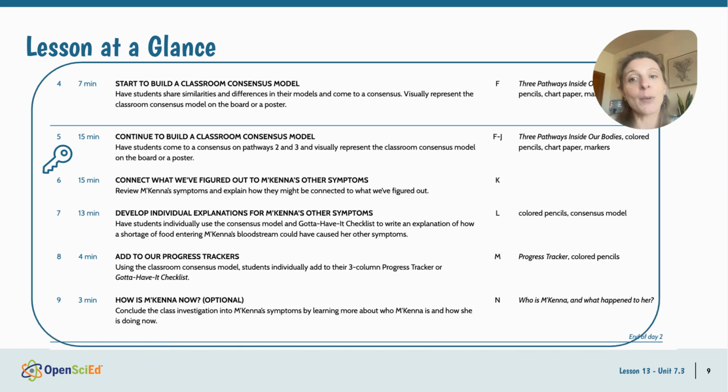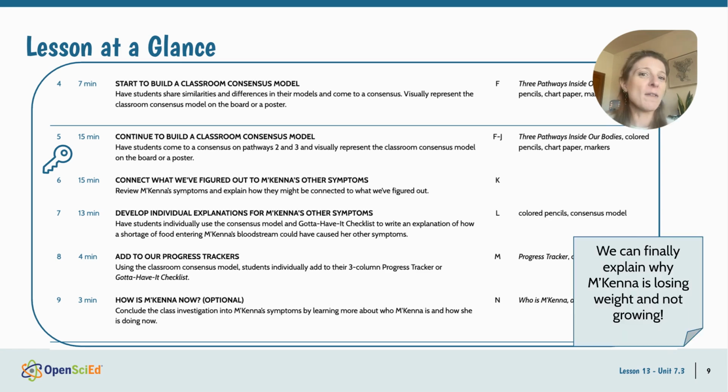Loop 3 is going to happen over 2 days. It starts on day 1 and continues into day 2. It's where we're going to build the consensus model and take a look at McKenna. So we build a consensus model and apply it to McKenna's symptoms. We figure out we finally can explain why McKenna is losing weight and not growing, right? Because she has celiacs, which blocks absorption needed for these pathways. So this settles McKenna's case and motivates us to see if the same rules apply to other living things in lesson 14.